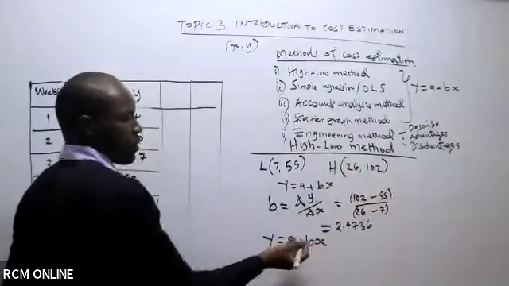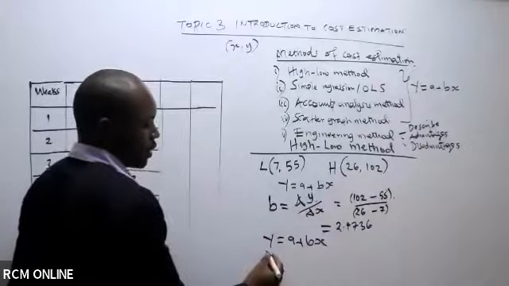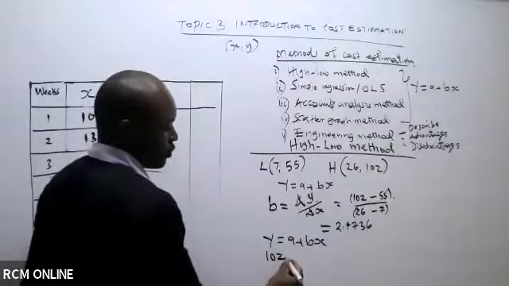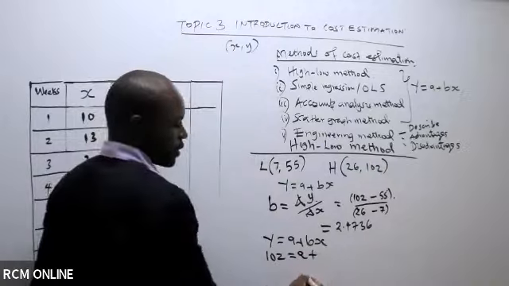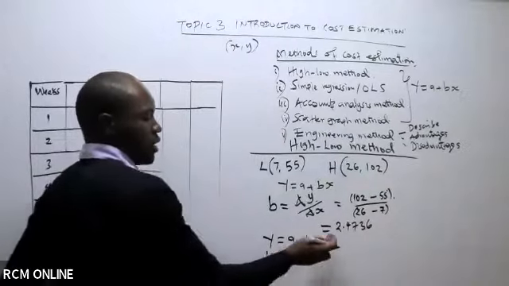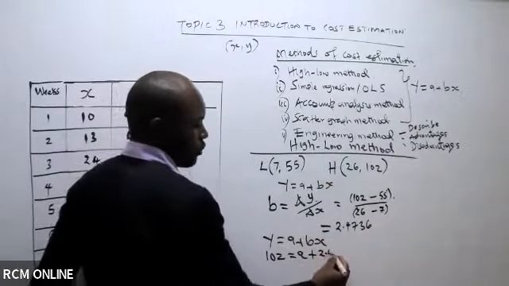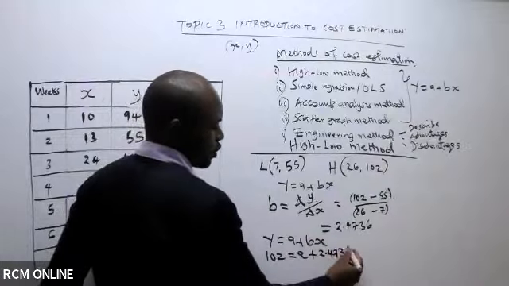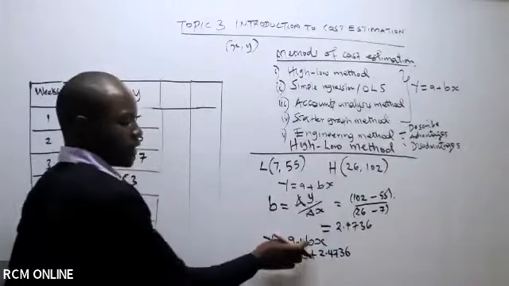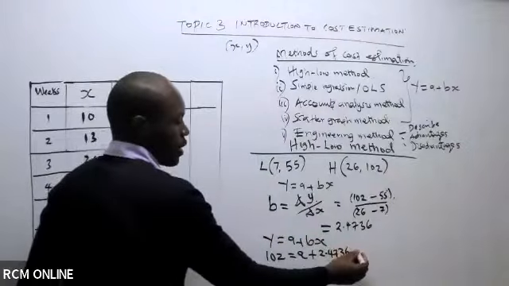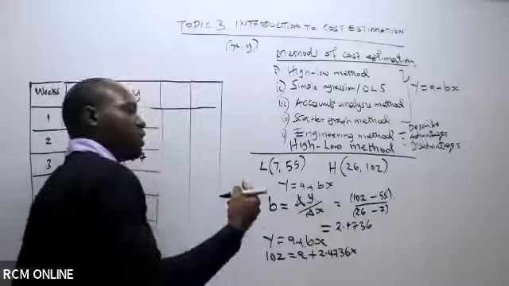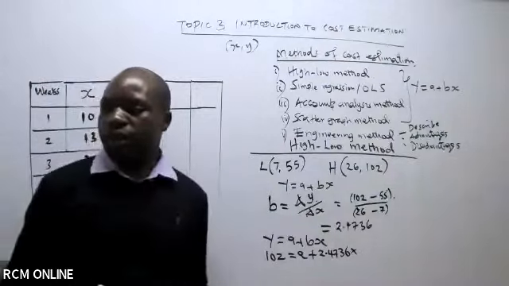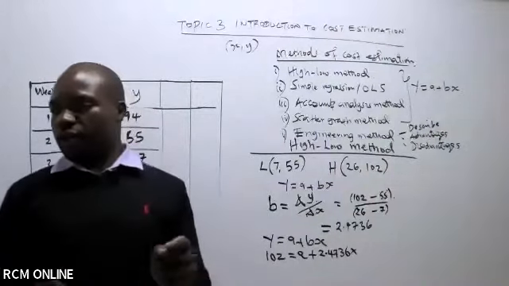What is Y? We have the value of Y. So when Y is 102, we don't have the value of A, plus B. Do we have B? Yes, 2.4736. And our formula says it is B multiplied by X. When Y is 102, what is the value of X?